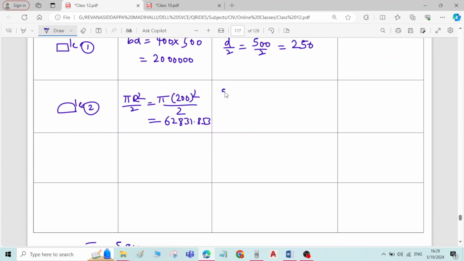Therefore, 500 plus 4r by 3 pi, which is equal to 500 plus 4 into radius 200 by 3 pi. The answer is 584.88 mm.